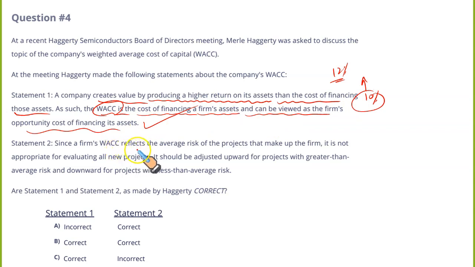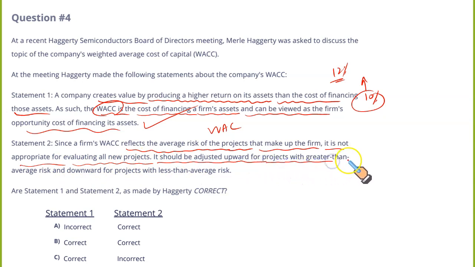Statement 2: Since the firm's weighted average cost of capital reflects the average risk of the projects that make up the firm, it is not appropriate for evaluating all new projects. Since weighted average cost of capital is an aggregate for the whole firm, it is not appropriate for evaluating all new projects. It should be adjusted upward for projects with greater than average risk, which absolutely makes sense, and downward for projects with less than average risk.